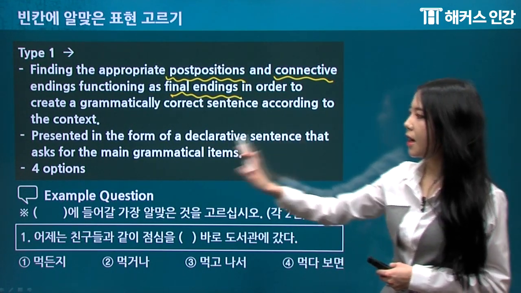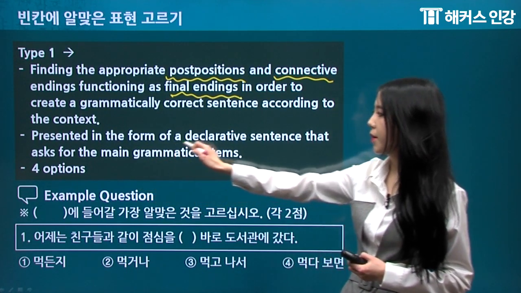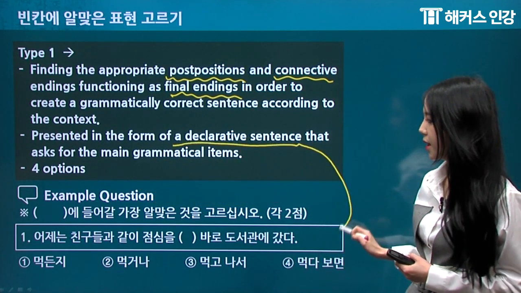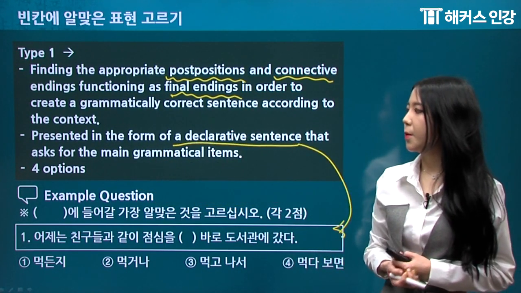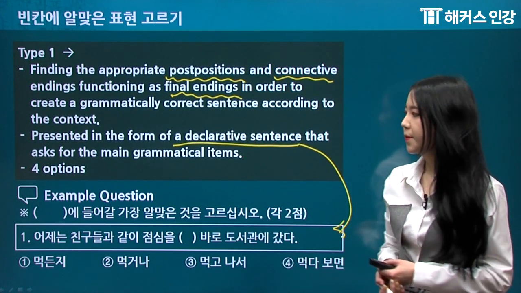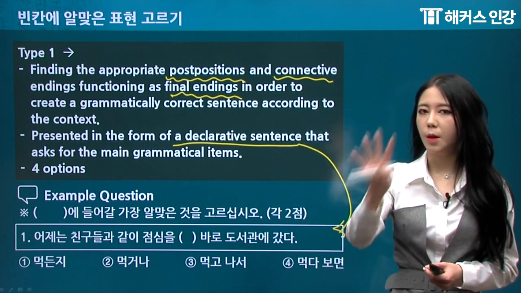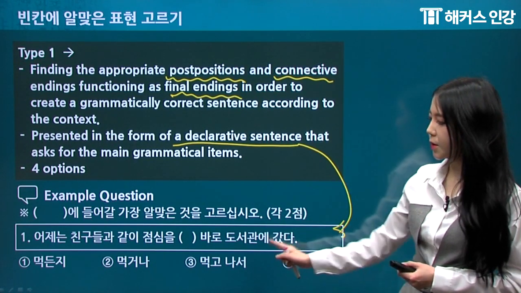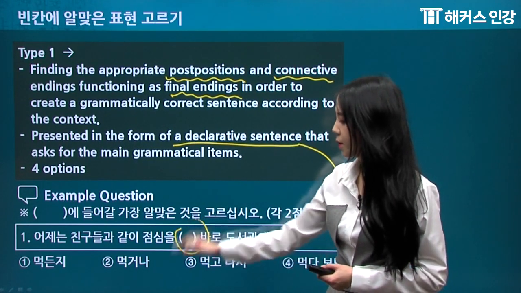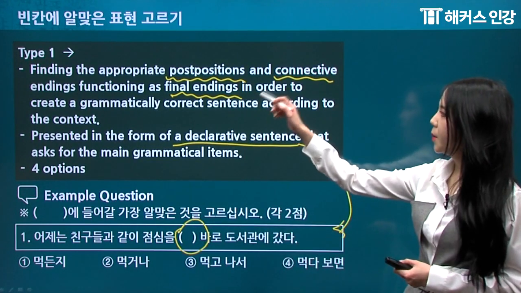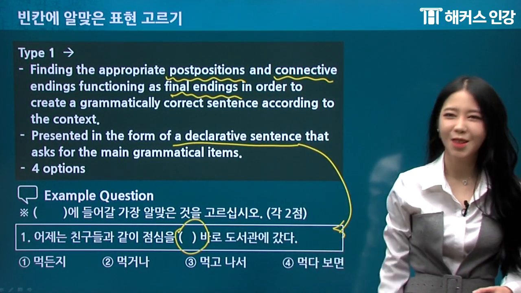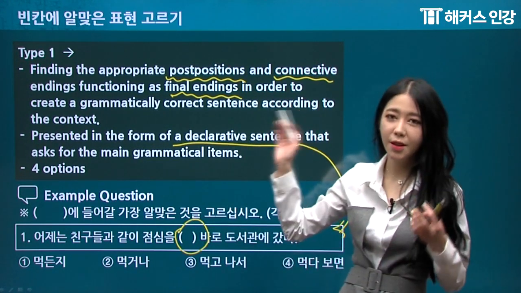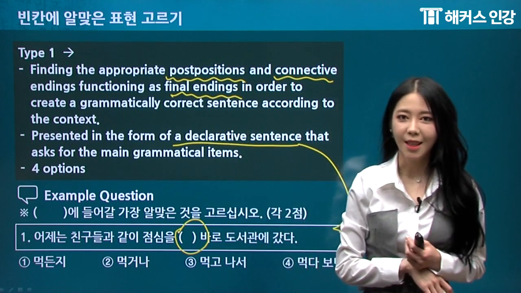Right? They will be presented in the form of a declarative sentence like you see here that asks for the main grammatical items. Right? And they will give you 4 options to choose from. Okay? So this is a sentence I will give you. This blank is what we're looking for. Postposition, connective ending sounds difficult, but actually all you have to know is that they're looking for final endings, right?